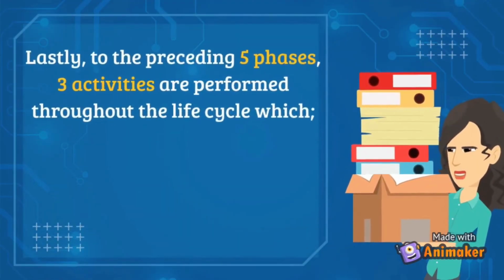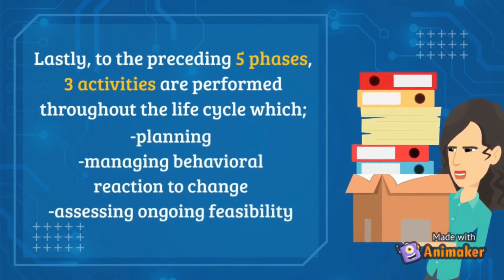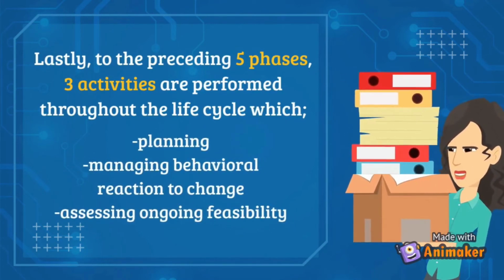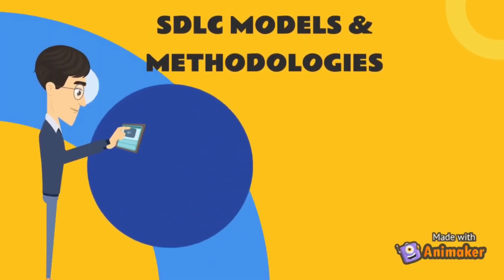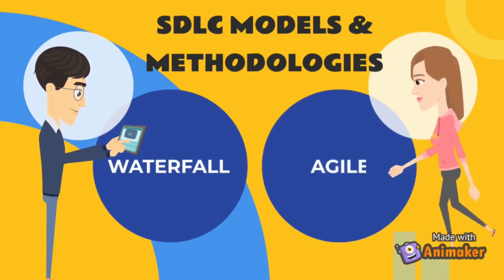Lastly, in addition to the preceding 5 phases, 3 activities are performed throughout the life cycle, which are planning, managing behavioral reaction to change, and assessing ongoing feasibility. Next, SDLC models and methodology, which are Waterfall and Agile.